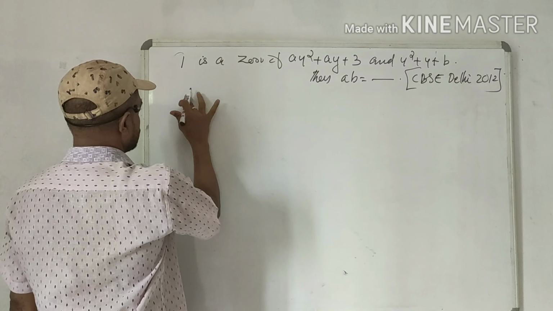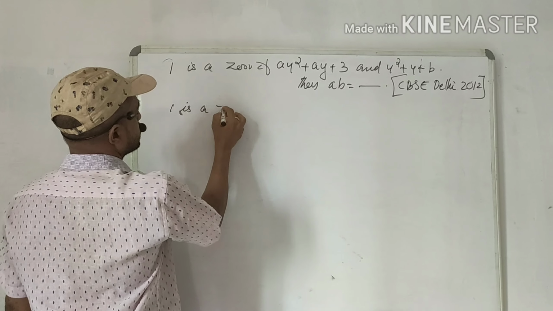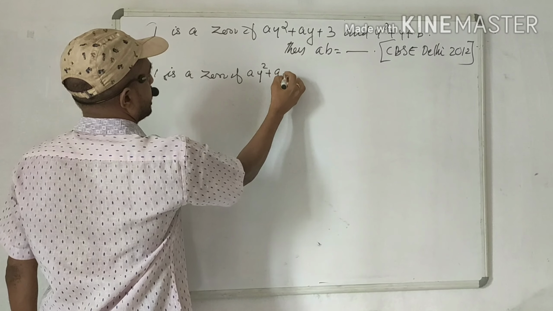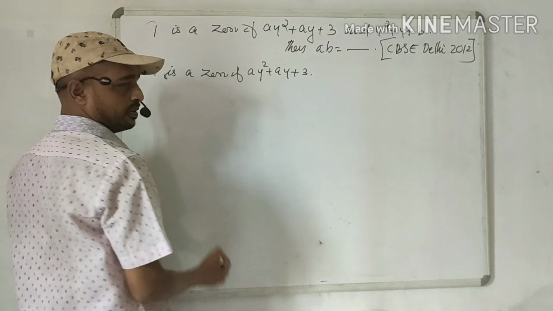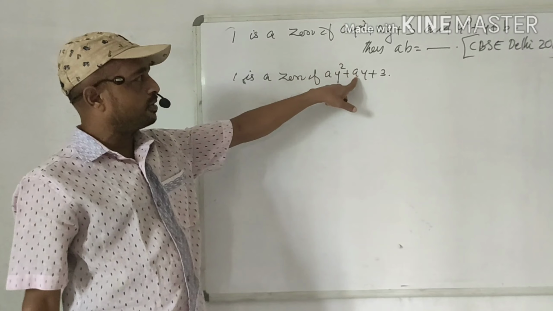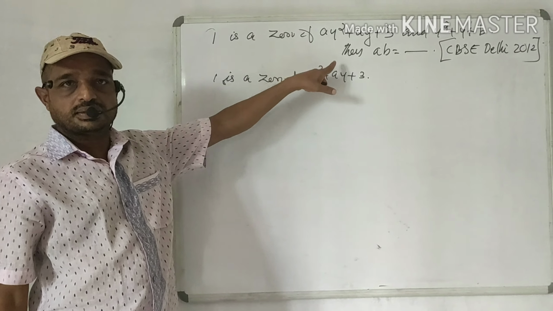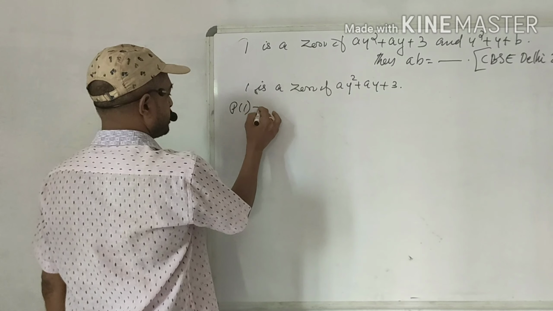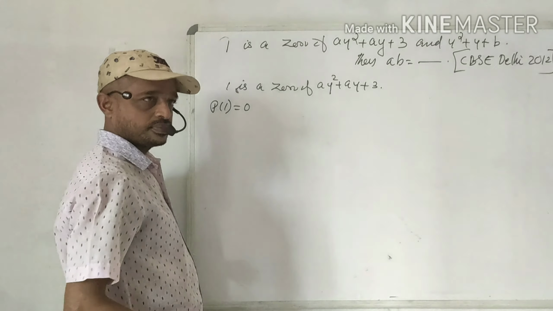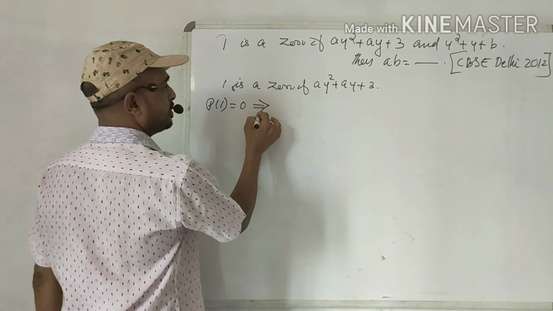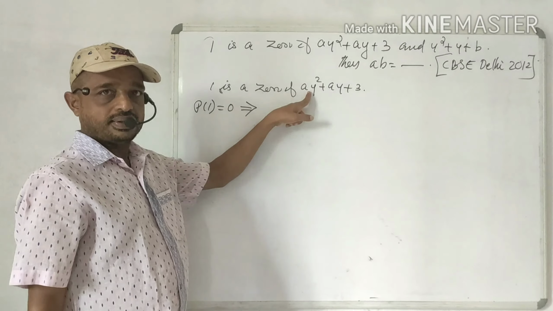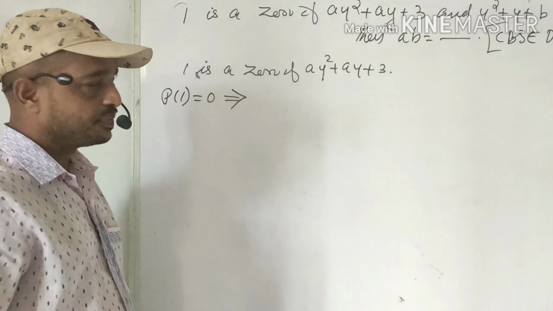One is a zero of ay square plus ay plus 3. Here 1 is a zero of this polynomial. Here the variable is y. This is a polynomial in y. So what will be P of 1? P of 1 equal to 0. So how do you obtain P of 1? P of 1 is obtained by simply substituting y equal to 1. Y is the variable here.